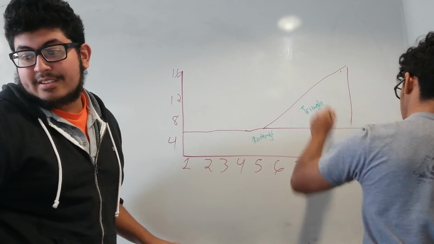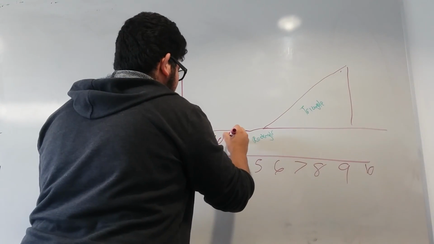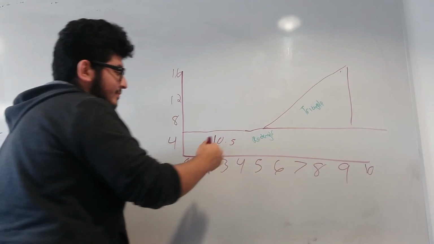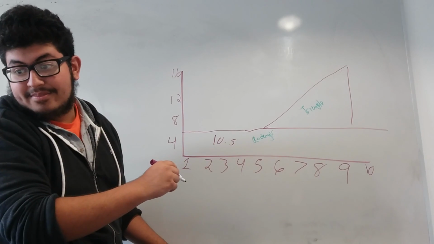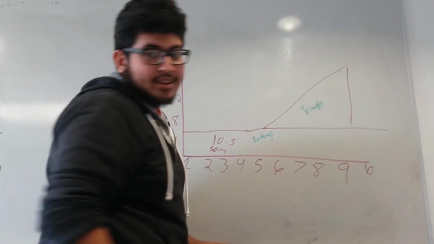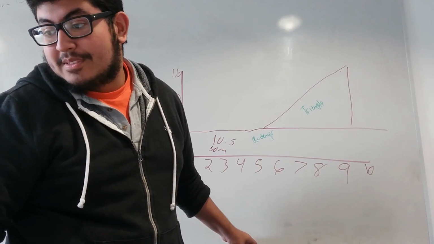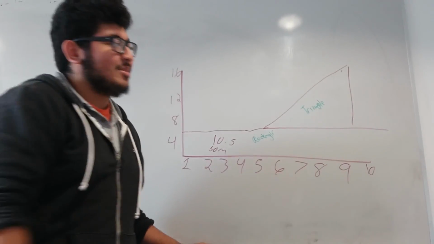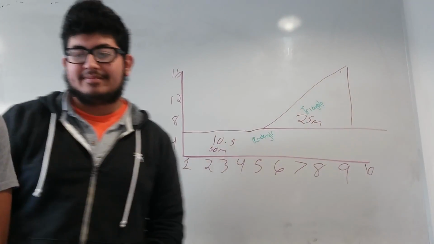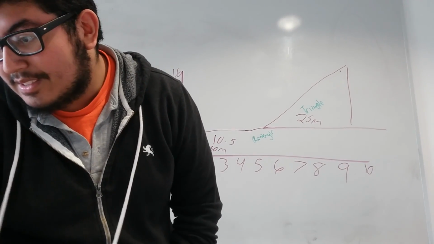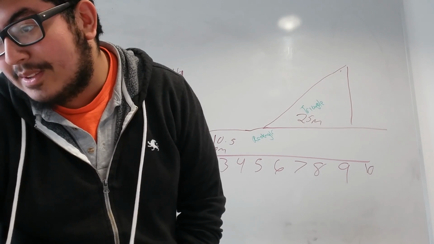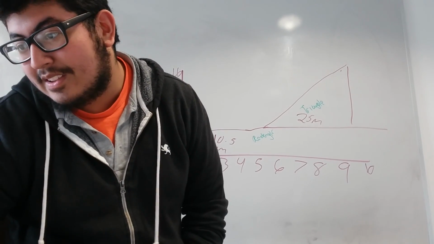So for the rectangle, it's going to be 10 times 5. It's 10 seconds long and 5 up. That'll be 50 meters. And for the triangle, it's going to be 5 times 10 times 1/2, which would be 25 meters. The total area of the rectangle plus the triangle is equal to 75 meters. So the displacement of the object is 75 meters during the 10 seconds of motion.